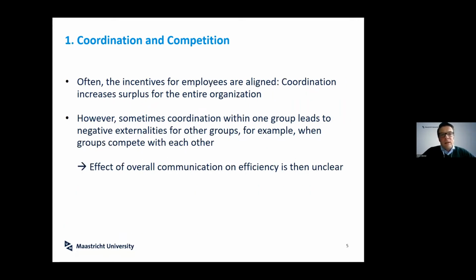Now, it is also important to look at the specific environment where this coordination has to take place. Often the incentives for employees are aligned and coordination increases surplus for the entire organization. However, sometimes coordination within one group leads to negative externalities for other groups, for example, when groups compete with each other. And then it's unclear what the effect of the communication on overall efficiency will be.